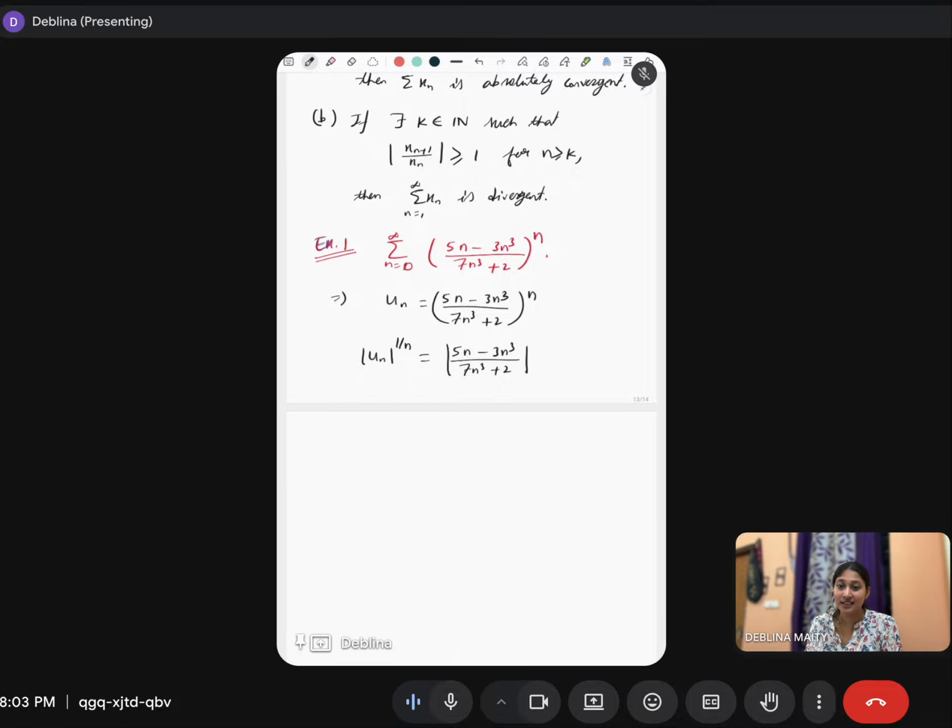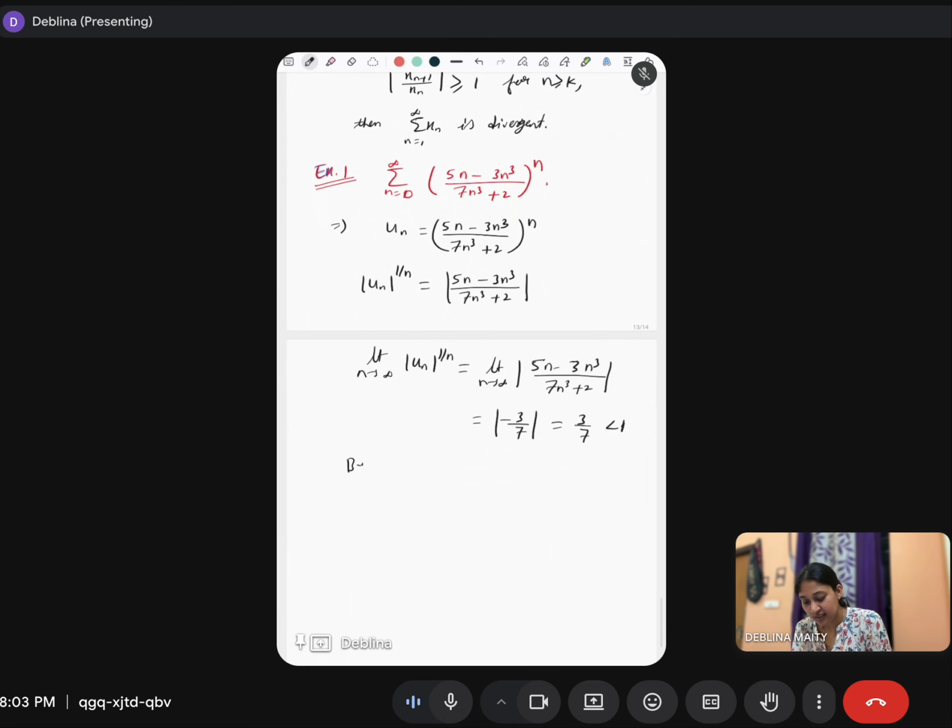Now this has to be less than 1 to be absolutely convergent. So limit n tends to infinity is what? As n tends to infinity, this number will go to minus 3 by 7 modulus, so this is 3 by 7, which is less than 1, right?